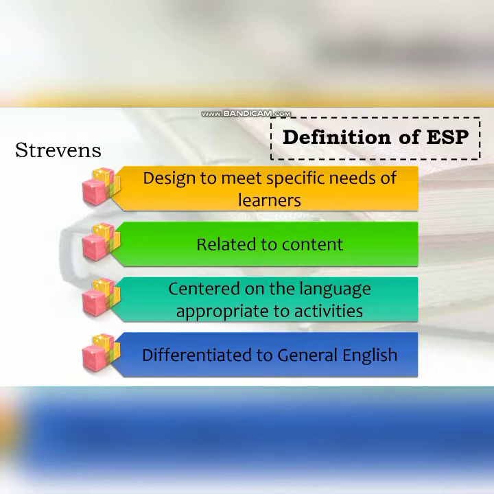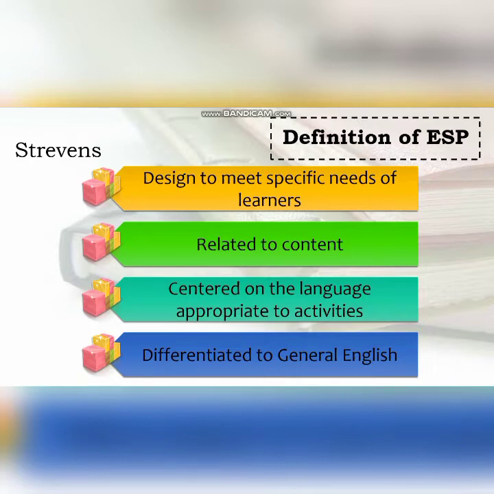The first one is designed to meet specific needs of learners, of course. English for specific purposes is designed to meet the needs of the learners. For example, the students who have a career in hotel, they need to take the subject of English for hotel. So why do they need to take English for hotel subject? Since their career leads them to work in a hotel.